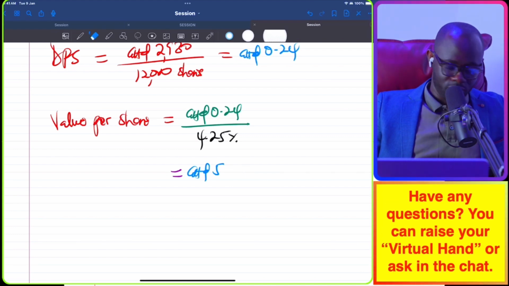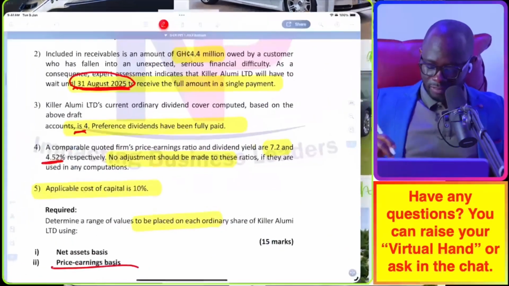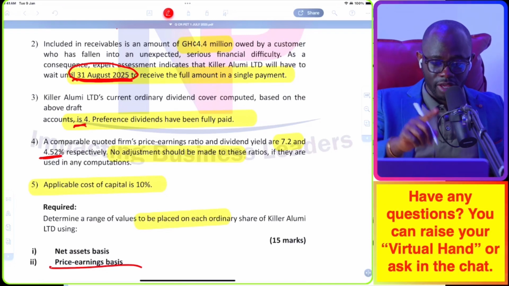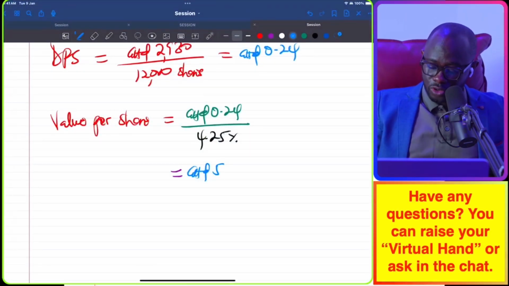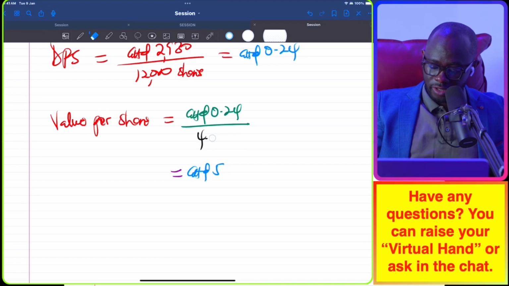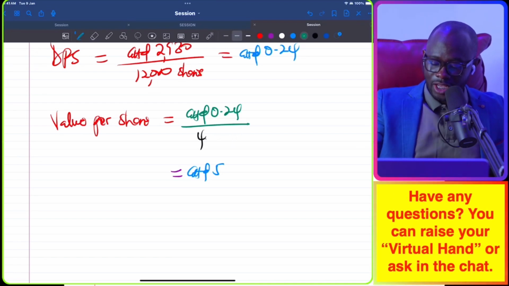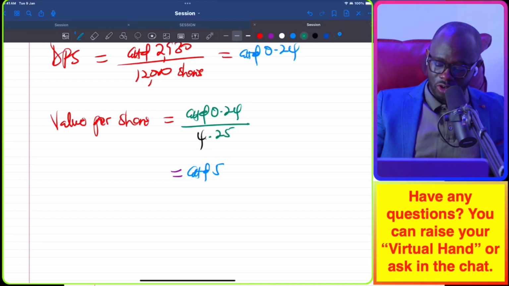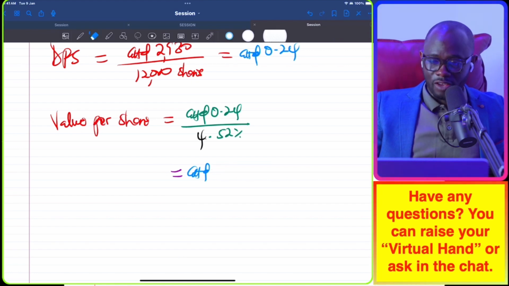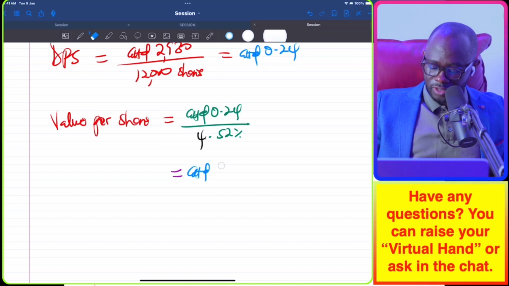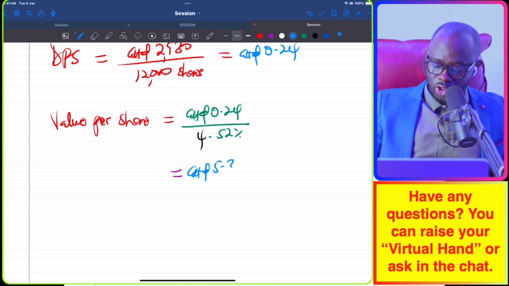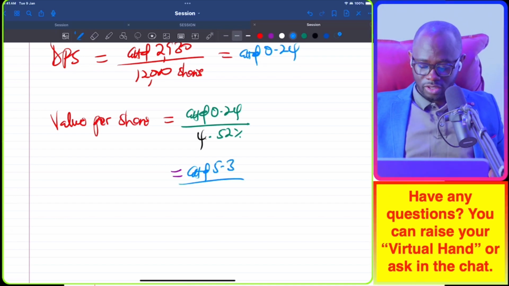Relax. Am I picking a wrong figure again? Oh, sorry. It is 4.52, not 4.25. Sorry. All this is part of the situation. Go and pick a wrong figure. So the 5.4, what? It's 5.3. Okay.